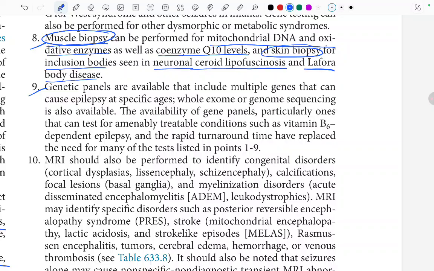These diseases I'm hearing of for the first time, like Lafora body disease. Coming to the next one: genetic panels are available that include multiple genes that can cause epilepsy at specific ages. Whole exome or genome sequencing is also available.